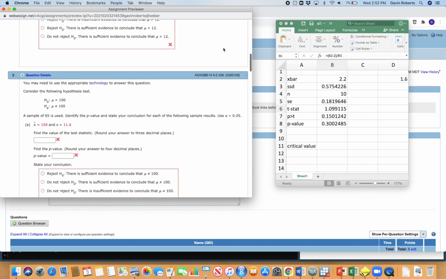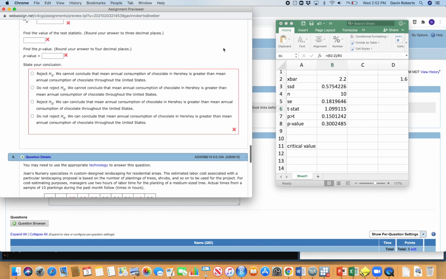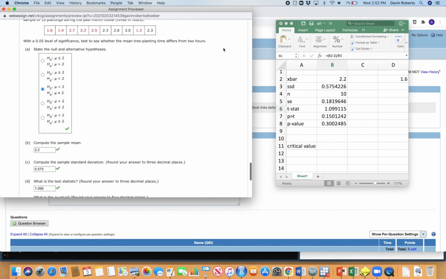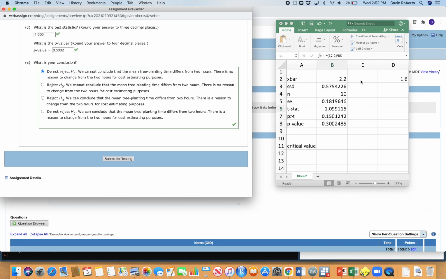Do the first one again. Oh, it's green, it's green, it's green, it's green, it's green. See you guys later. Quit while you're ahead.